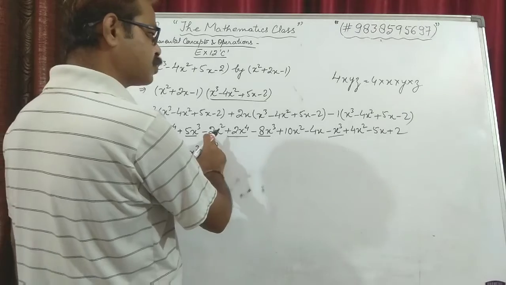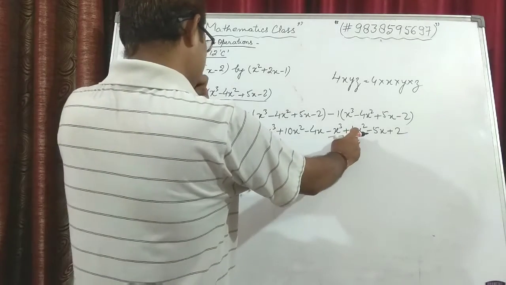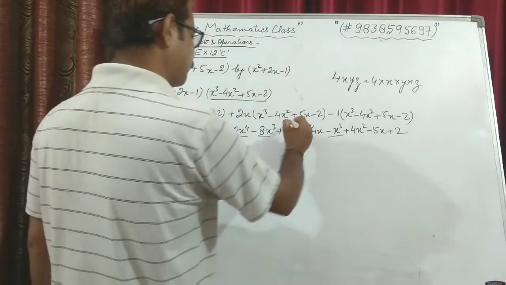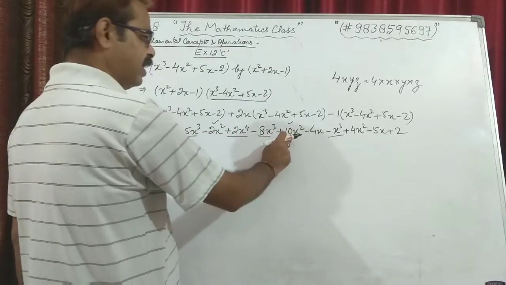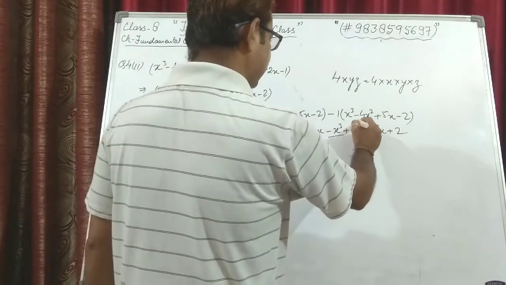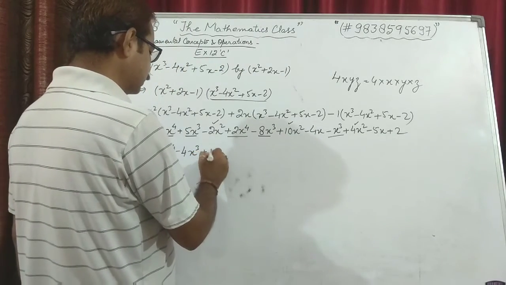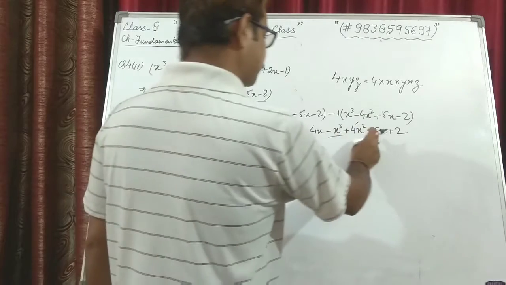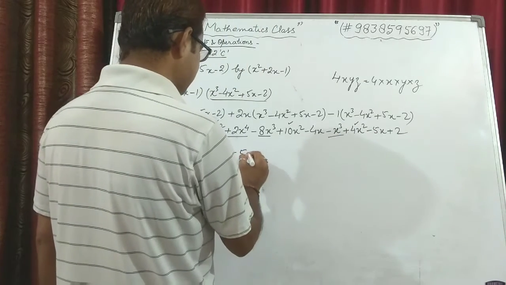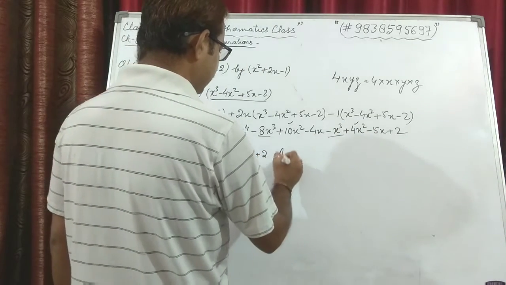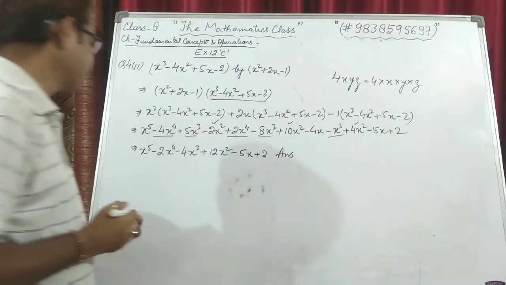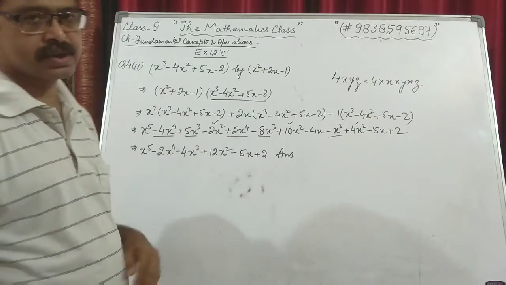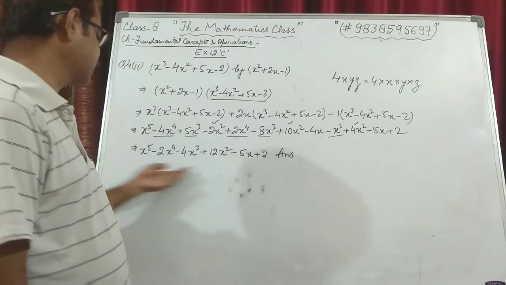Now minus 2x square plus 4x square plus 10x square will give you 8x square, and 8 plus 4x square is 12x square, so plus 12x square. Now what is left? Only minus 5x and plus 2. So what we did, we first multiplied and then took the like terms, and according to their sign we added or subtracted. So that is the final answer.